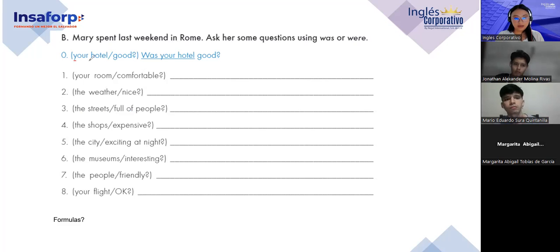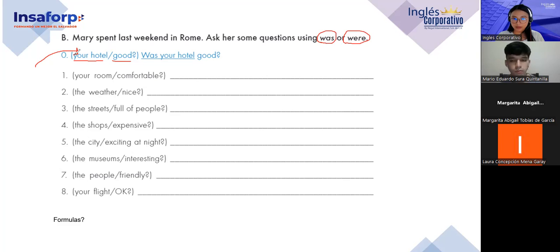We have the subject, your hotel. We have the complement. In this case, good. And if you see, we need to include the verb to be at the beginning of the question, was or were. So according to the subject, I am going to be able to use the correct form of the verb to be. ¿Sí? Entonces revisemos la información que tengo.